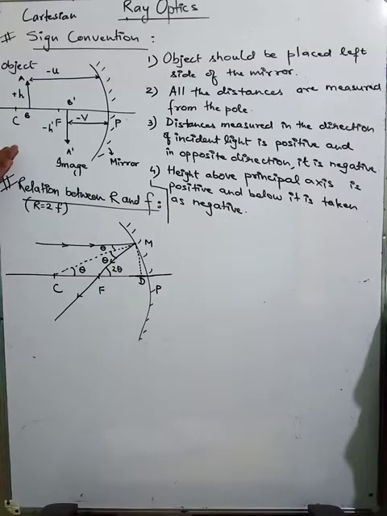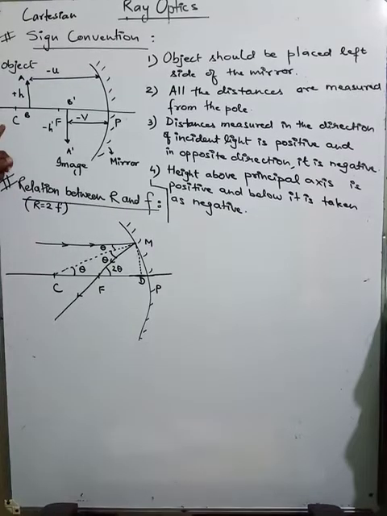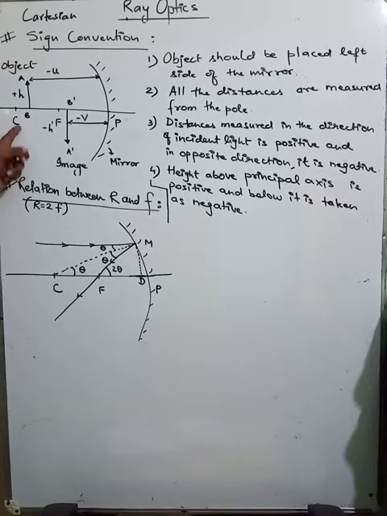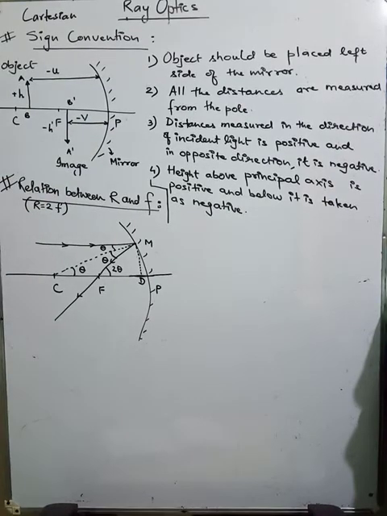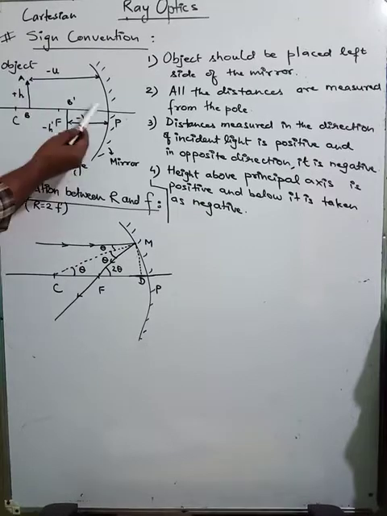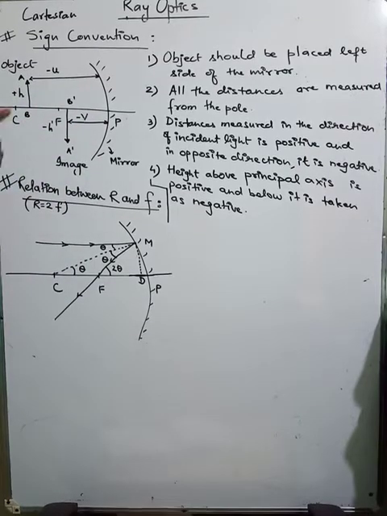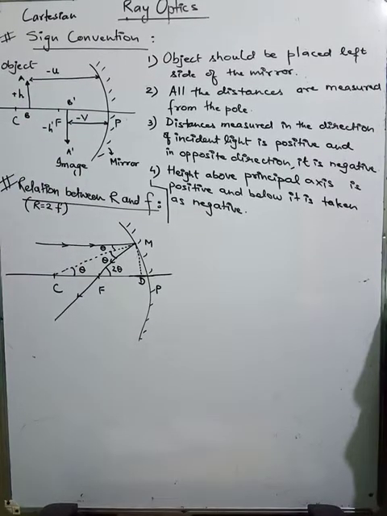Here is the diagram: mirror, then an object, and its image is formed here, downward. You see the center of curvature, focal length and P, the pole. Let's start with the first sign convention: whenever we place the object, it should always be placed on the left side of the mirror. So this is the mirror and the object is here, on the left side of the mirror. So that is sign convention one.